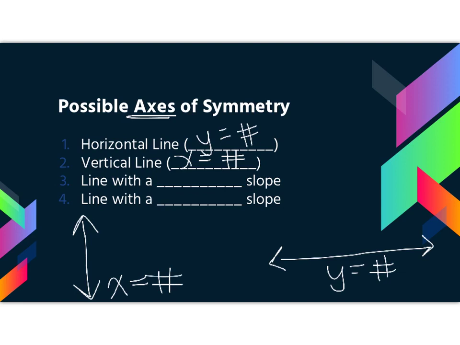Really make sure you study that because students often get confused between horizontal line and vertical line. You can also just have a line with a positive or a negative slope. And a positive slope line has a positive slope, and then a negative slope line has a negative slope, like that. So those are the 4 types of axes of symmetry that we're going to deal with.